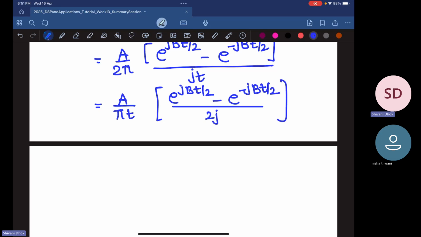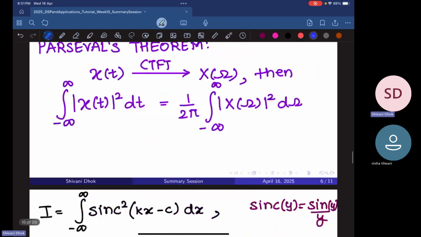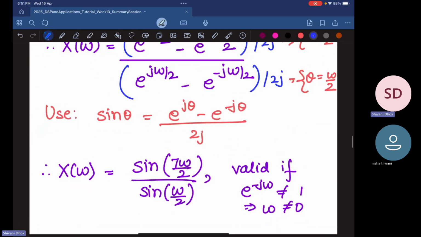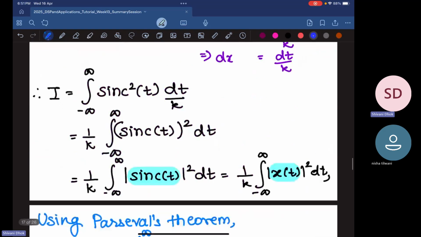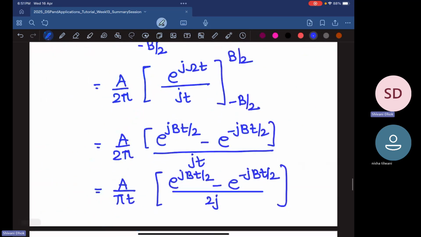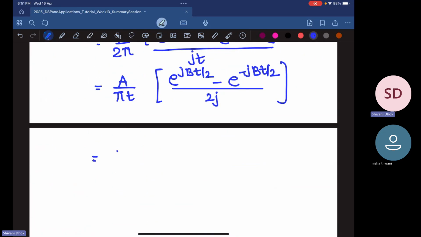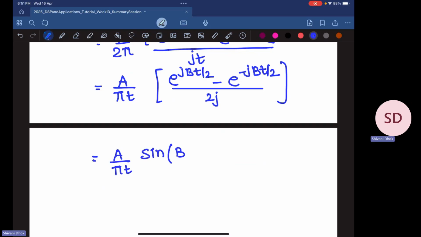And now I'll again use the same identity that we have used for sine theta. Sine theta is equal to e power j theta minus e power minus j theta by 2j. I'll use the same logic here, but here my theta is Bt by 2. Therefore this gives me A upon pi t into sine of Bt by 2. Now I want to write this as a sinc function.